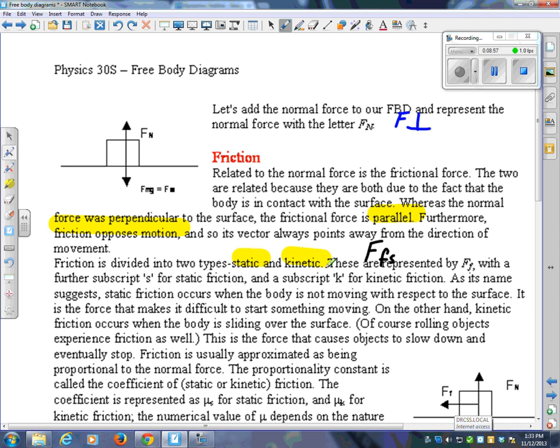As its name suggests, static friction occurs when the body is not moving. The word static means not moving, like static electricity, right? When you rub the balloon on your head, that's kind of electricity. Static electricity, right? There's no current there. You're not going to get too much of a zap, right? Current electricity is when you stick your finger in a socket. That's the wrong kind.